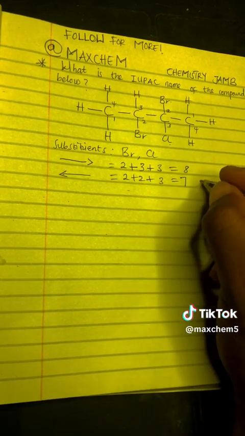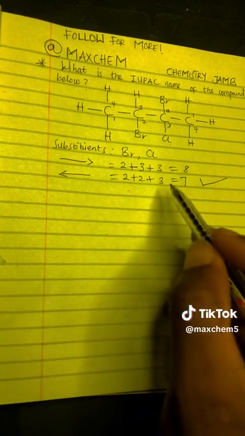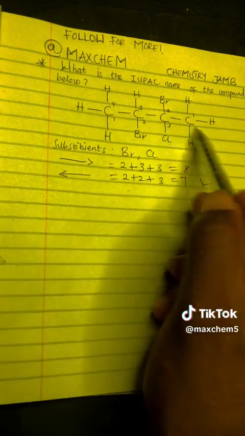So we are going to pick the smaller one. So we are going to go in the direction of the smaller value. So we are naming our compound in this direction. We are going to go like this.